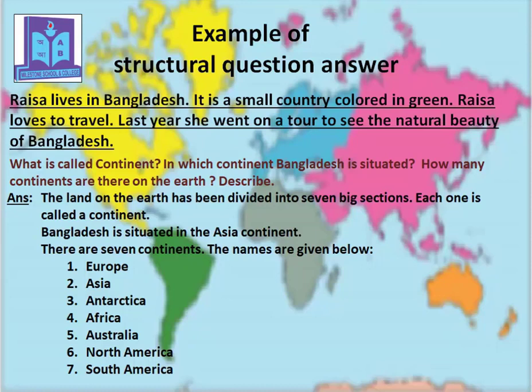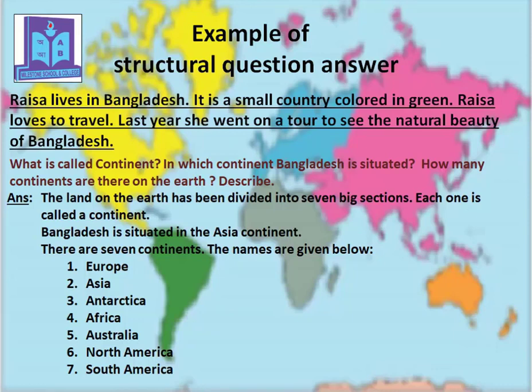Look here, my dear students, that this question answer, we know every parts. How many parts are here? There are number 1, what is called continent. This is one part of the question. In which continent Bangladesh is situated? This is another part of this question. Then how many continents are there on the earth? This is also another part of the question, and then you will describe about the continents.